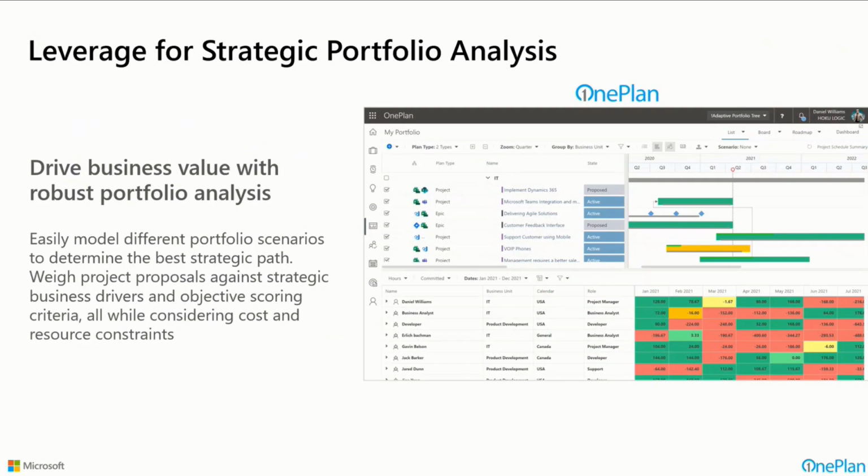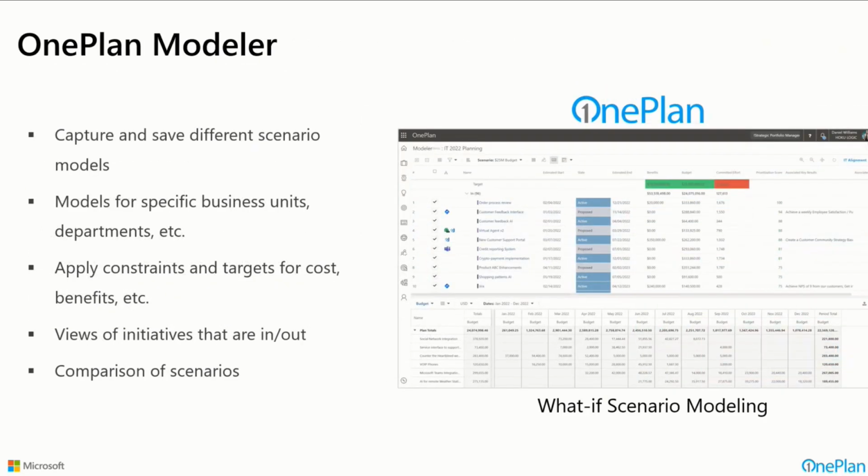And then if we combine that portfolio management with that resource management, when we do what-if analysis, we can actually look at the combination of what it is we want to do, when we want to do it, and what that means down below from a resource perspective, and say different alternatives as scenarios within OnePlan. And the modeler really allows us to just capture different models with different criteria and different constraints, and even compare all the different options that we have.